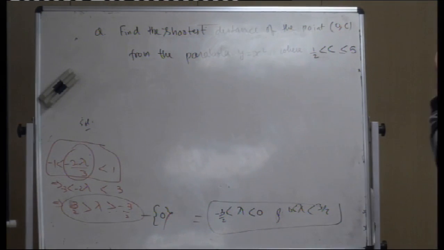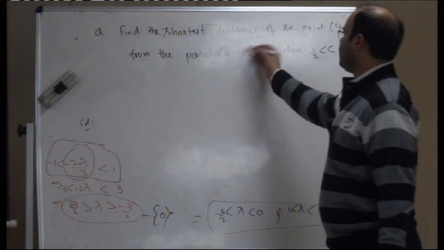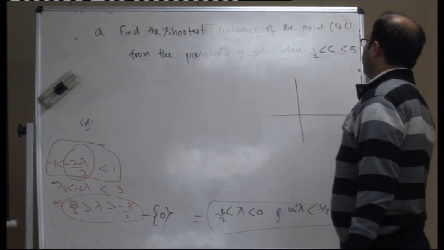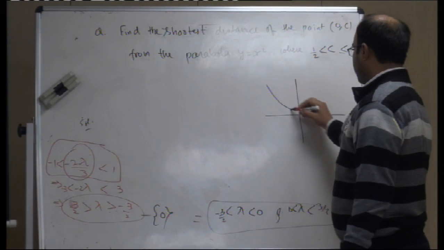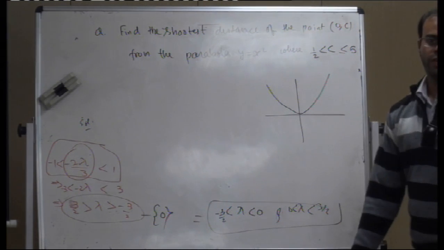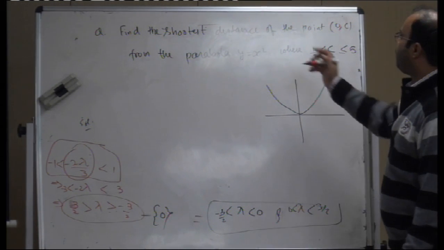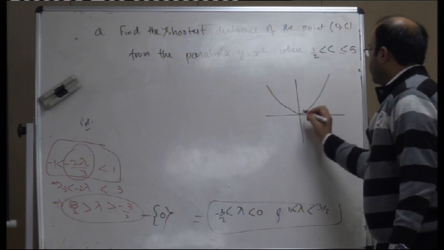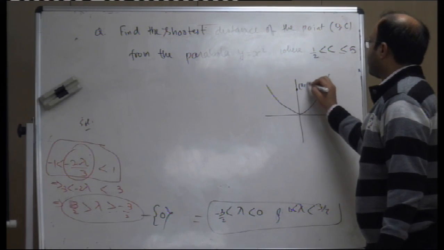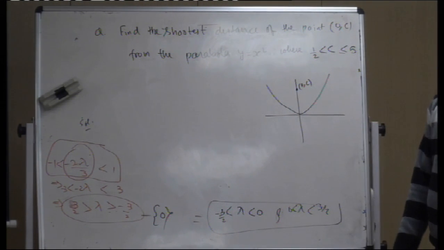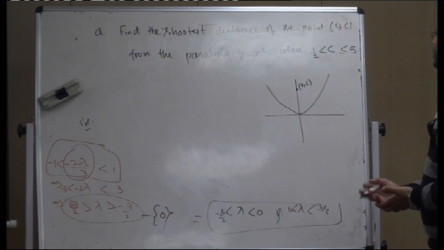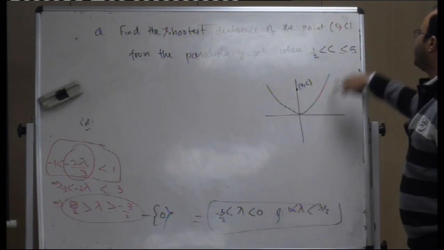Firstly, this is a parabola y equal to x square, which is actually upward opening. We all know this in coordinate geometry. Now, find the shortest distance of the point (0, c). (0, c) is a point on the y-axis, somewhere here. So what is the best way to find the distance of this point from a point on the parabola?